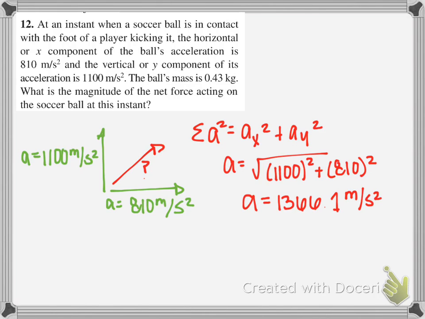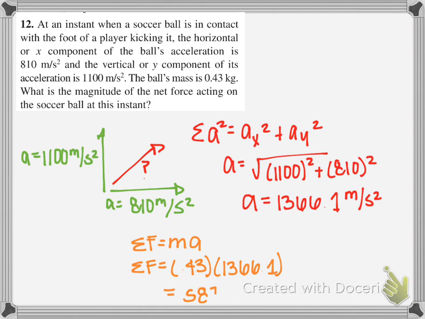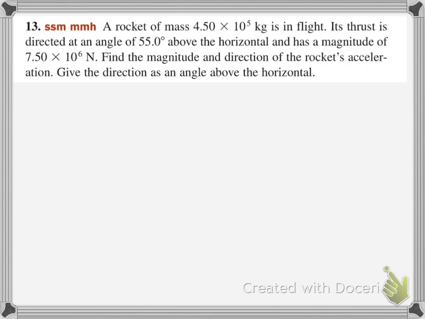Now that you have your acceleration, and you know that the ball's mass is equal to 0.43 kilograms, you use Newton's second law of motion to find that net force is equal to mass times acceleration, and you will get a resulting net force of 587.4 newtons. Let's look at a third problem.